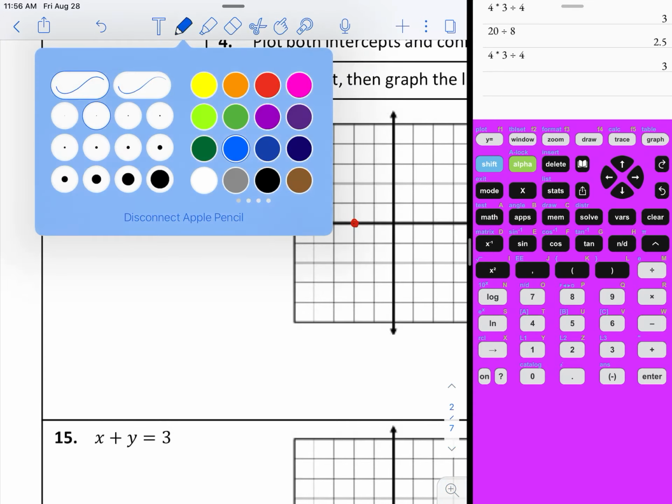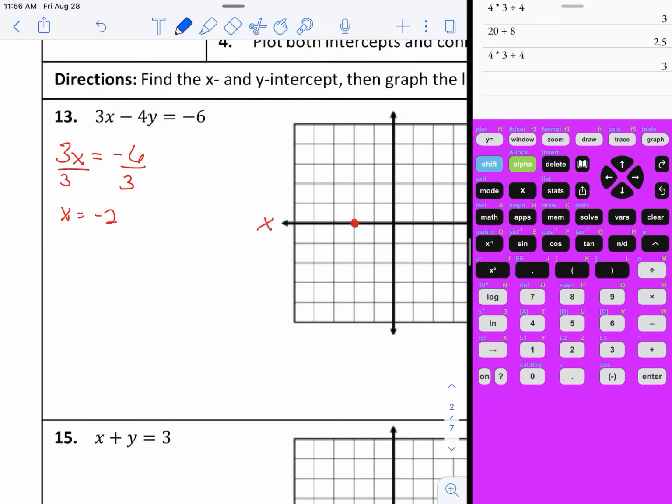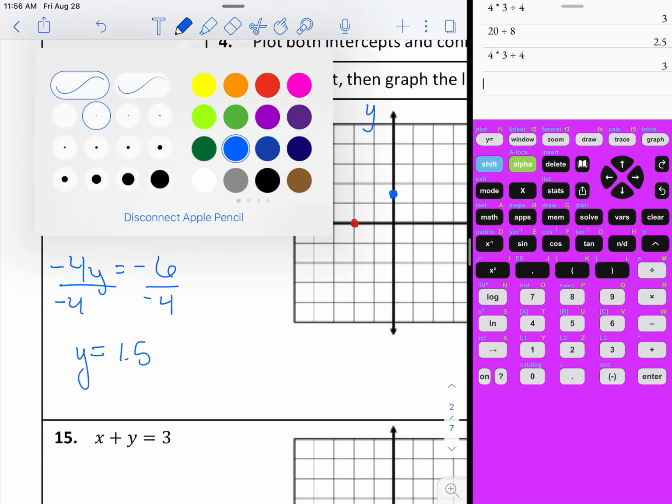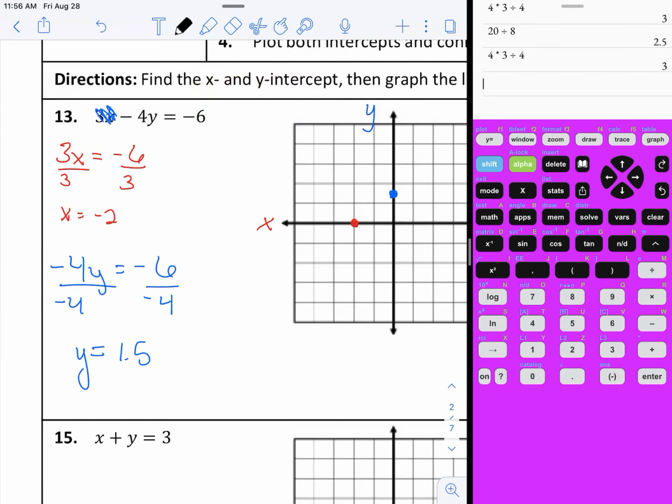We are going to change colors because that makes me happy. We're going to make the x 0. So that goes blah, blah, blah, blah. And we get negative 4y equals negative 6. Please make sure you tell your parents that the technical term is blah, blah, blah, blah. Divide by negative 4 here. Divide by negative 4 here. Y equals a positive 1.5. Please go to your y-axis and go up positive 1.5. And forgive me because I do not have a ruler.